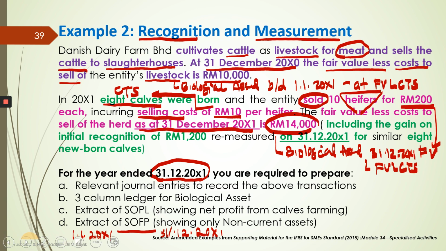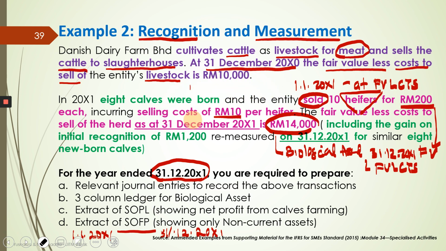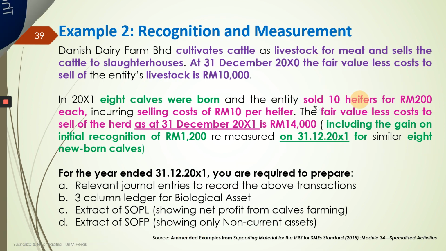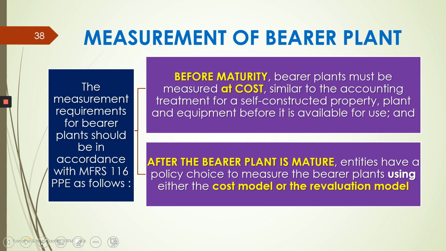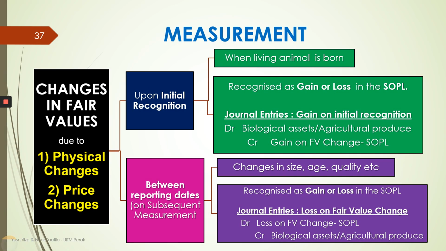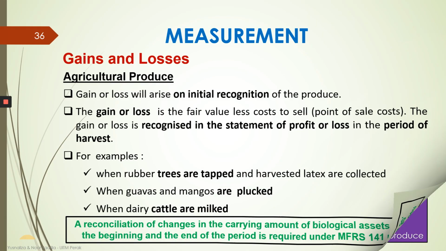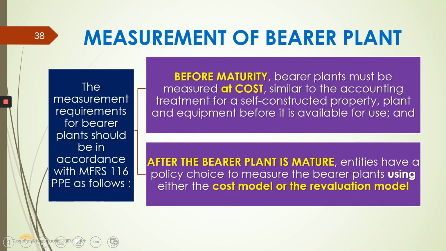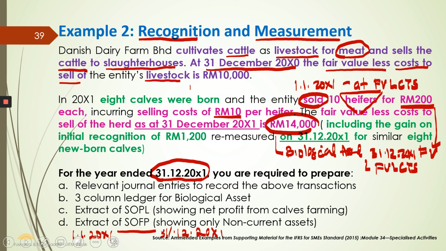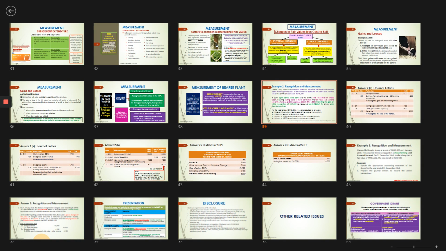So let us erase this first so that we can record things here. Let's record this one first, for the 8 calves. Just bear with me. So let's look at our journal entry now.